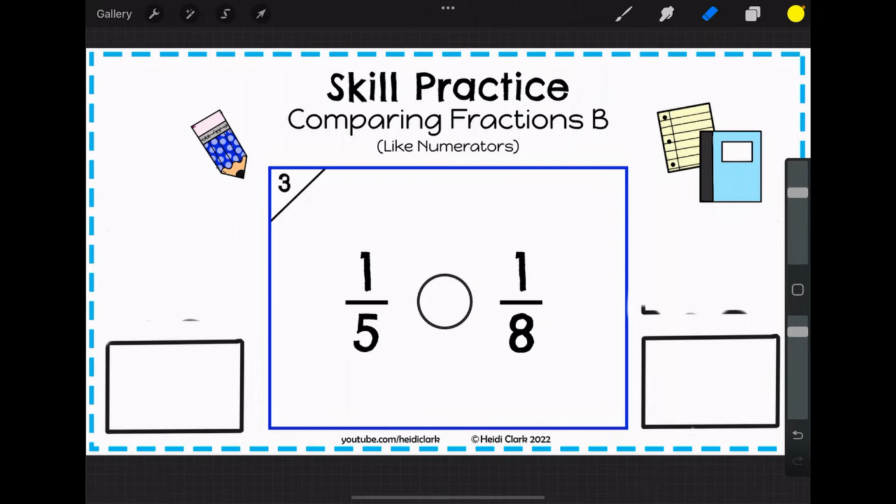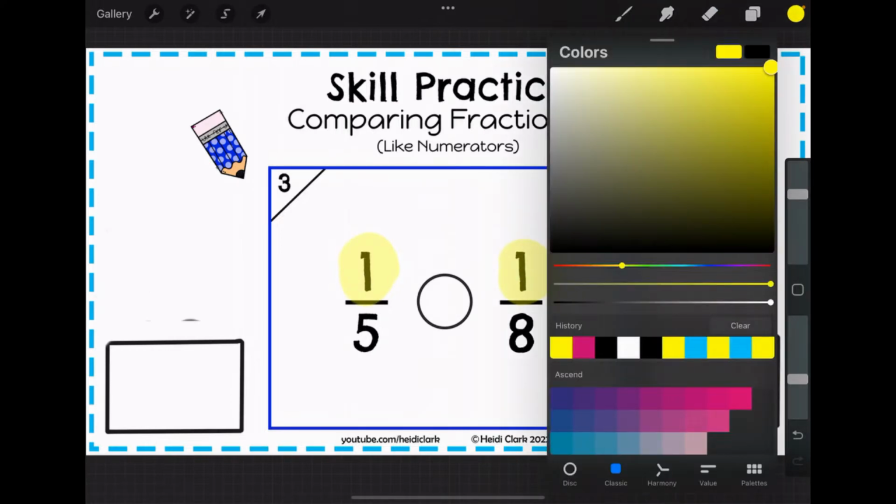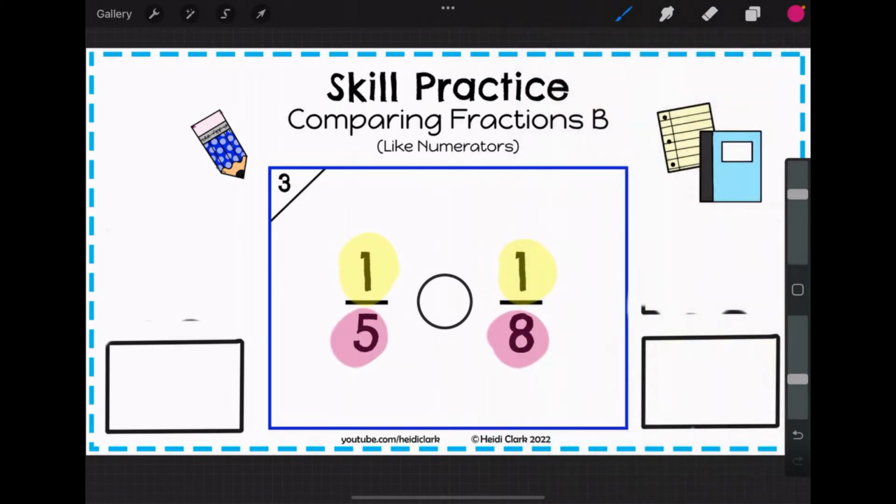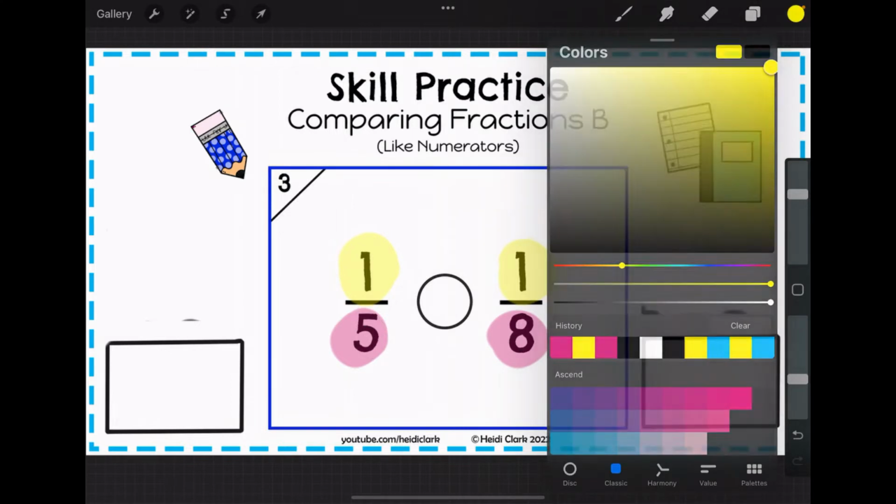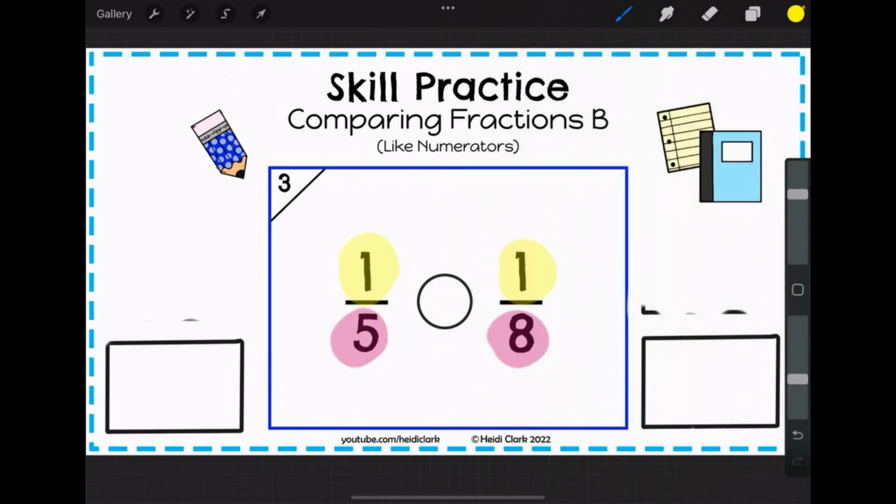Now let's look at those fractions. We have the numerator and we have the denominator. The numerator tells us how many pieces we're going to get of that chocolate bar. So you can see that they are the same. Either way, you are going to get one piece of the chocolate bar. So you're getting one piece. How can one be bigger than the other?